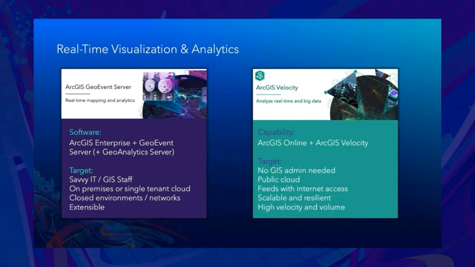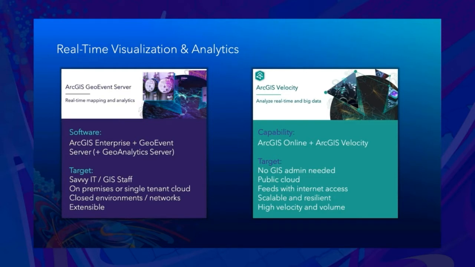GeoEvent Server is your traditional software product. It is installed as part of ArcGIS Enterprise in your infrastructure. In contrast, ArcGIS Velocity is a capability of ArcGIS Online. It provides many of the same capabilities as GeoEvent Server in a platform that is fully managed by Esri, and because of that, it doesn't need a GIS admin to manage it.